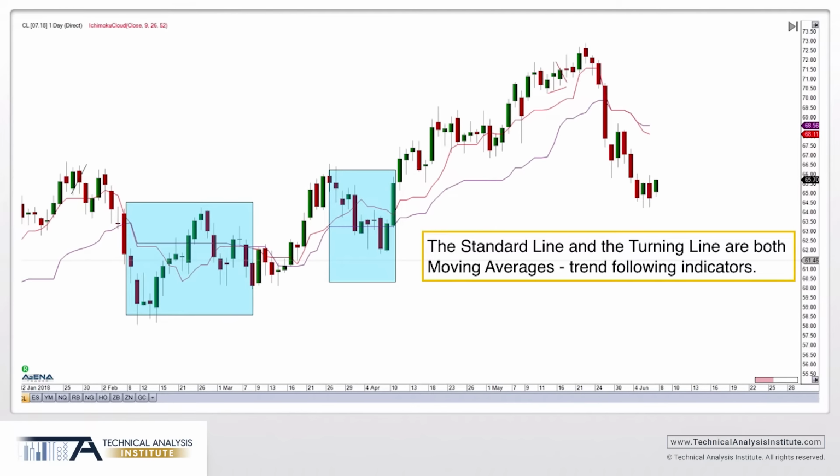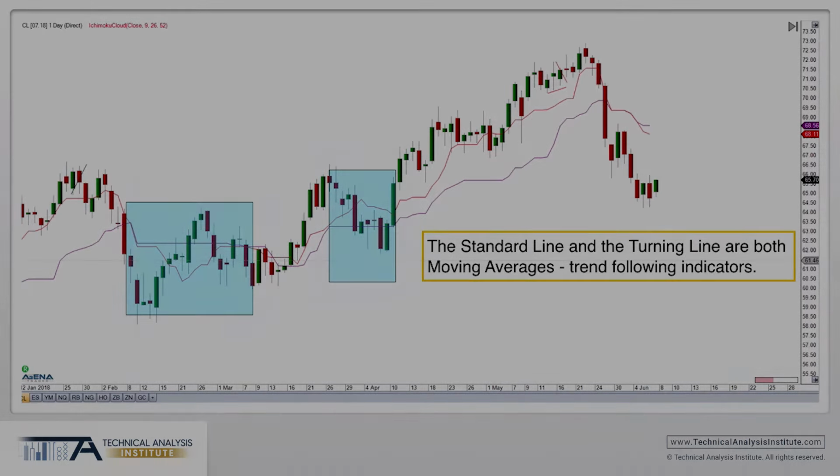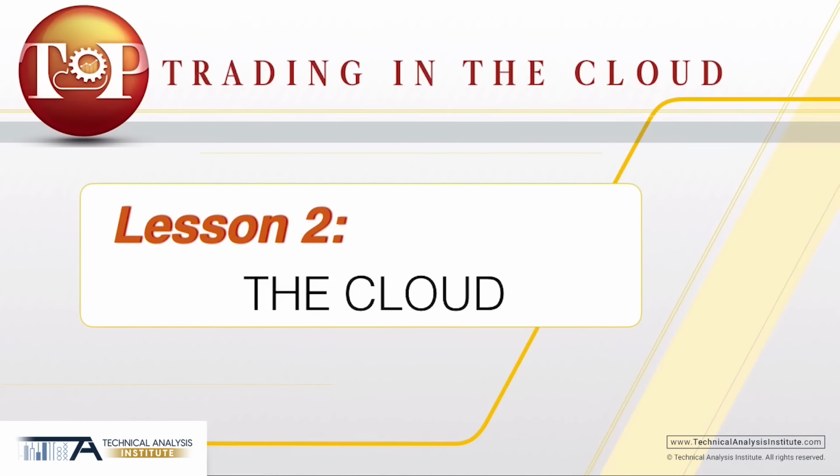And besides all the valuable information these two lines give to the astute analyst, they serve a more valuable purpose when it comes to the construction of the cloud itself. In the previous video, we mentioned the fact that Ichimoku charts have several components. The cloud itself is but one of them.